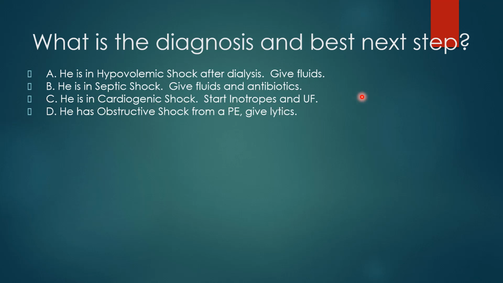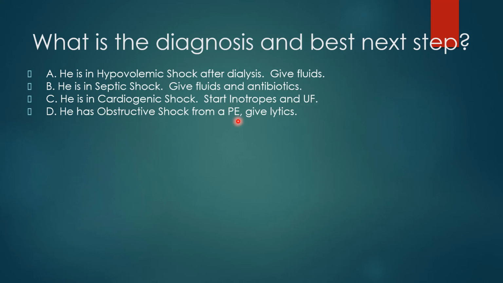So I have a 65-year-old with end-stage renal disease, for sure impaired relaxation, likely high filling pressures and a low cardiac output. Sounds like cardiogenic shock, right? So this is kind of what I'm going to be going with at that point. I'd probably start inotropes and ultrafiltration, maybe with CRRT at that point.